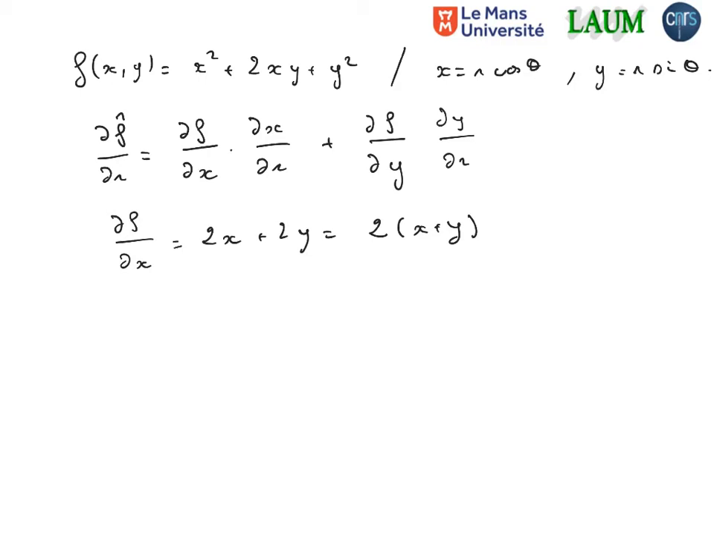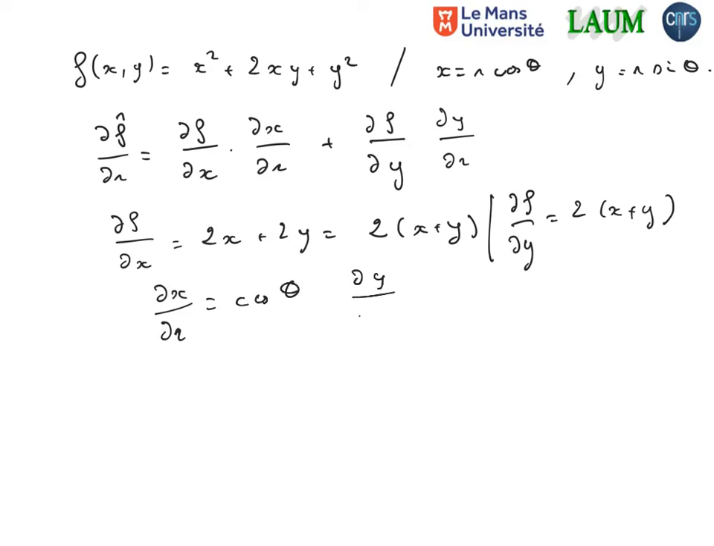So this is df over dx. We can see that we can compute exactly the same. So df with respect to dy is equal to 2 times x plus y, because we have a symmetry in x and y, so we can retrieve that. And dx with respect to dr is just equal to cosine of theta, and dy over dr is equal to sine of theta.